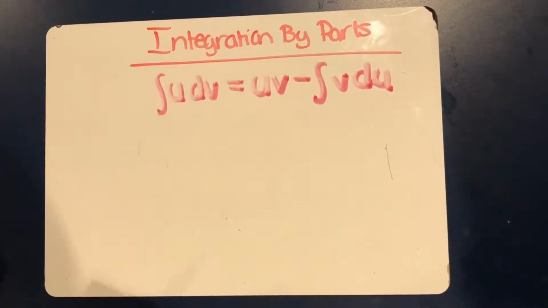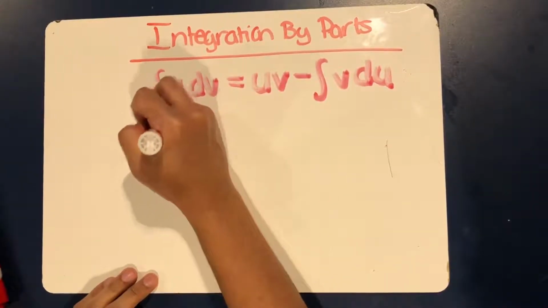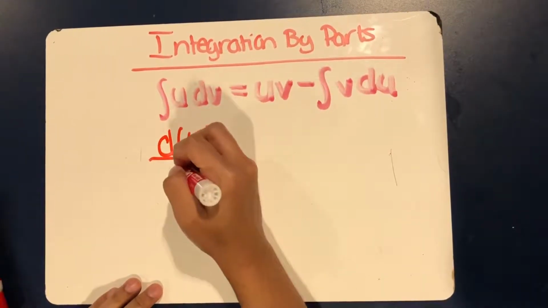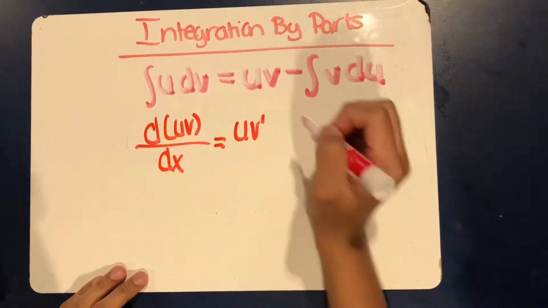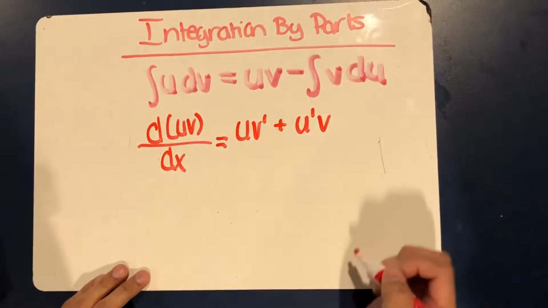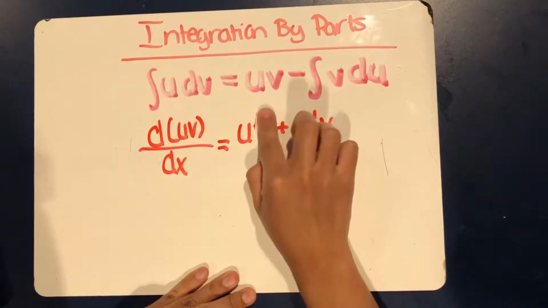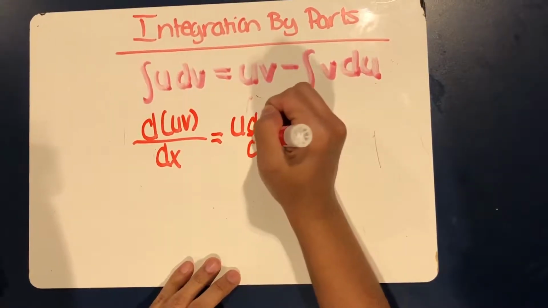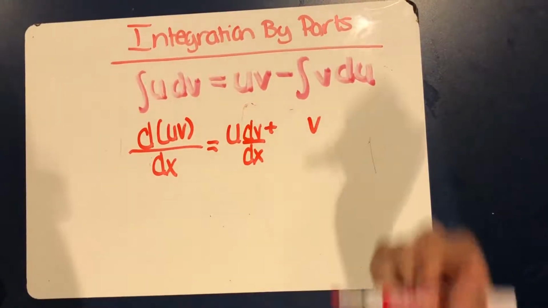So I'm going to show a proof of this actually. So let's say we're taking the differential of uv with respect to dx, of course. Well, that's the product rule, so we can say that the differential of uv is u v prime plus u prime v. So another way of writing the v prime and the u prime is to say dv over dx for v prime, and for u prime we could say du over dx.